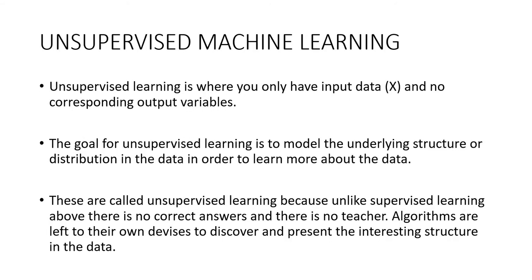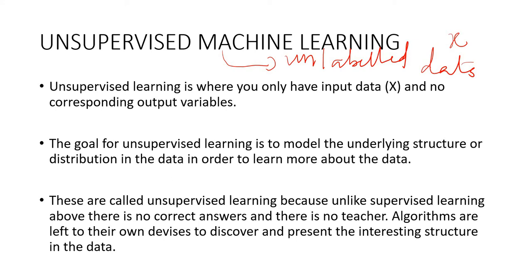Unsupervised machine learning is where you have only input data and no corresponding output variable. Here you have x, only input data, and y is not there. The goal for unsupervised learning is to model the underlying structure or distribution in the data in order to learn more about the data. The one important difference is that unsupervised machine learning uses unlabeled data. So it has to learn the data by itself.